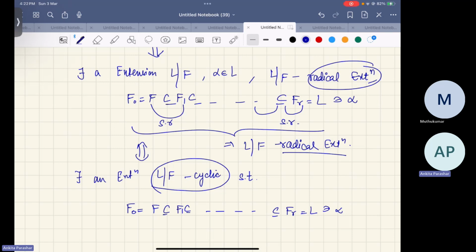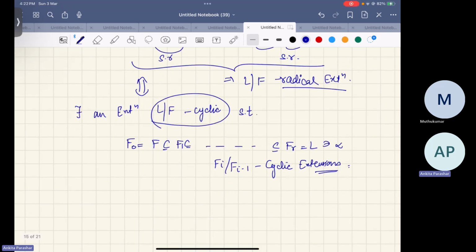So notice that if you have this, then that means you are all L over Fi over Fi minus 1. These are cyclic extensions. I think this is clear, right? Actually, we mean cyclic extension. That means we are saying that this is Galois, and that Galois group is cyclic.